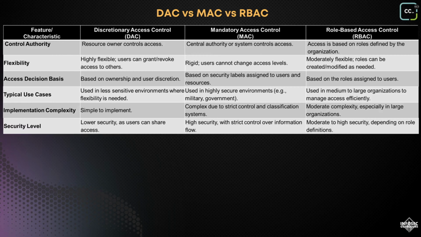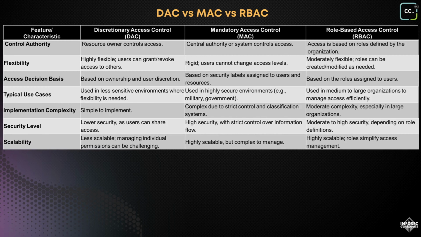Security level. DAC offers a lower level of security because users can share access with others. MAC provides high security with stringent controls over information flow. RBAC offers moderate to high security, depending on how well roles are defined.